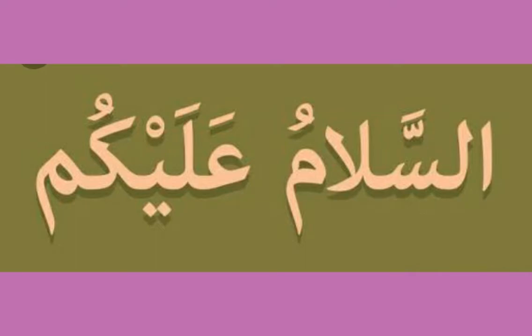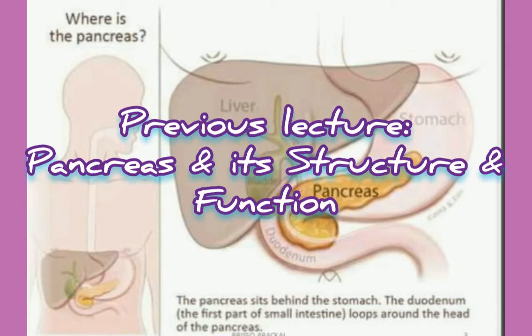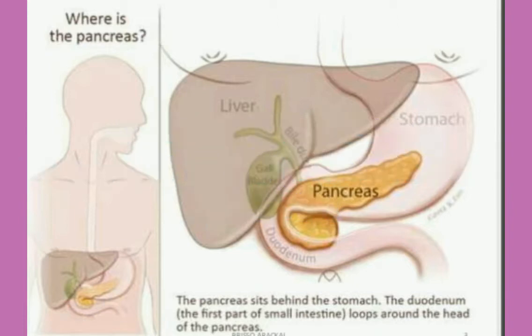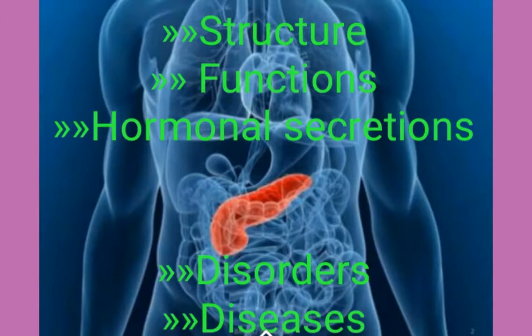So in our previous lecture we were discussing the pancreas, and we already discussed its structure and function, what hormones it produces and what their roles are. We don't have to go into detail. Whatever gland we are discussing, we cover its structure, its function, its hormonal secretion, and the disorders and diseases related to that gland.